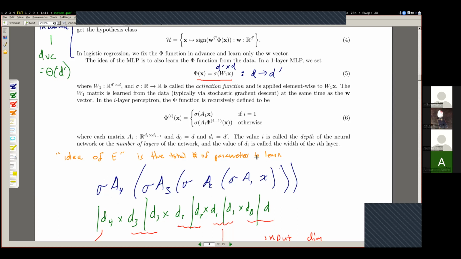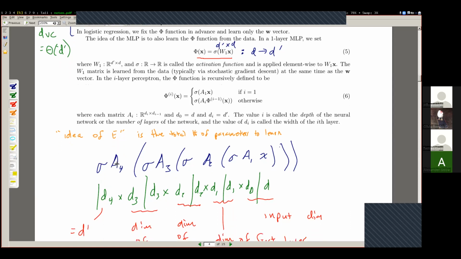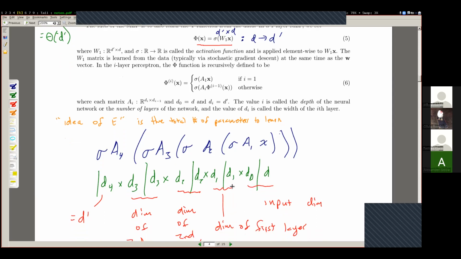So this would be a depth 4-layer MLP right here. And in order to make this well-defined, in order for it to make sense mathematically, each of these A matrices must have dimensions that somehow match the matrices before and after it. So this A4, this D4 over here, D prime, and then D3, D3, and D3 match each other. D2 and D2 match each other. D1, D1 match each other. And because these match each other, when we're describing the neural network itself, we don't repeat them multiple times.